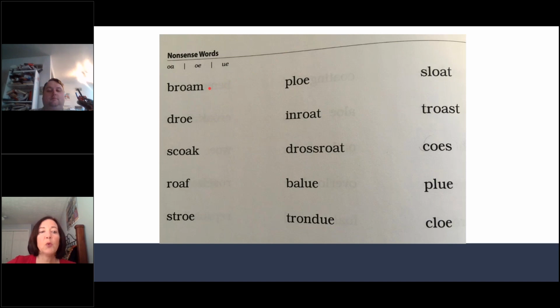This is brome, dro, skoke, roth, stro, plow, inrote, drossrote, maloo, trondu, slote, trost, coes, clue, and clo.